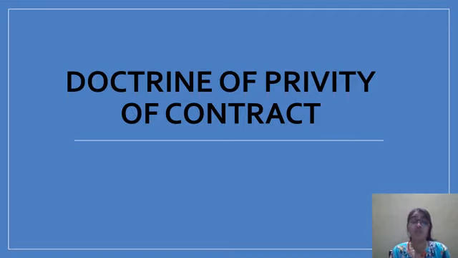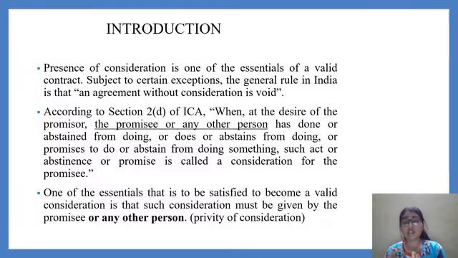So today in this video we'll be discussing a very interesting topic, that is the doctrine of privity of contract. As the name suggests, this doctrine comes under the Indian Contract Act 1872. In this video we will be discussing in detail about this doctrine, its applicability in both Indian law and English law, and we'll also be discussing the exceptions to this particular doctrine. So let's start. First things first, let me give a brief introduction about this topic.